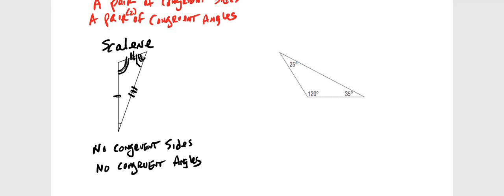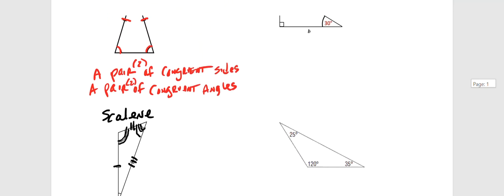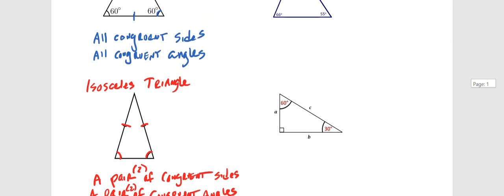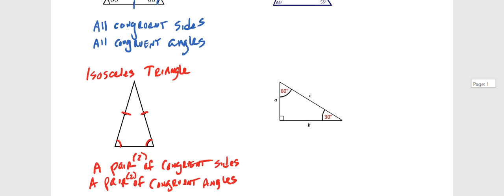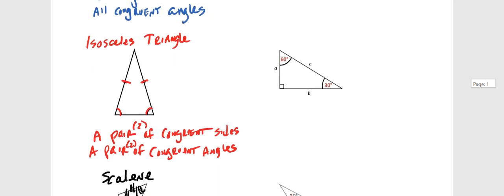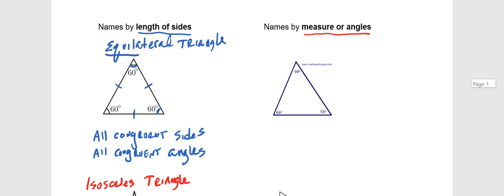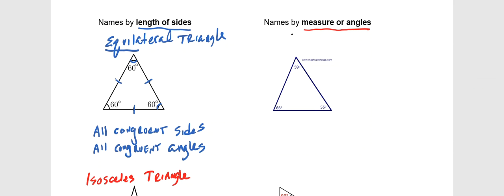So you should be able to brush up quickly on those. Your equilateral, all sides equal. Your isosceles, two sides equal. And your scalene, no sides equal. So that's just describing triangles based on their side lengths.